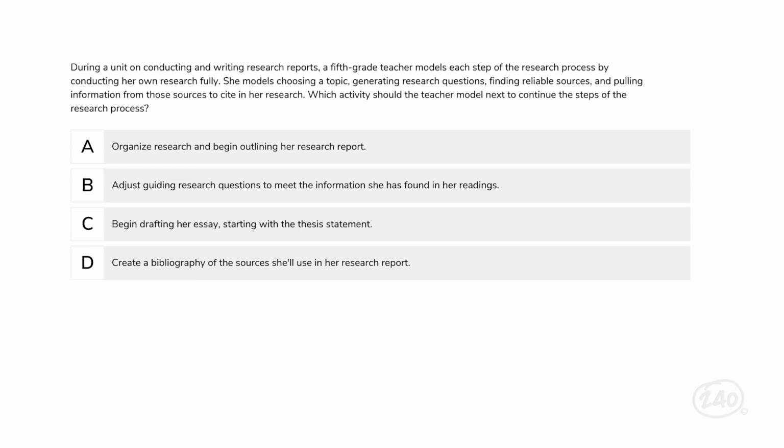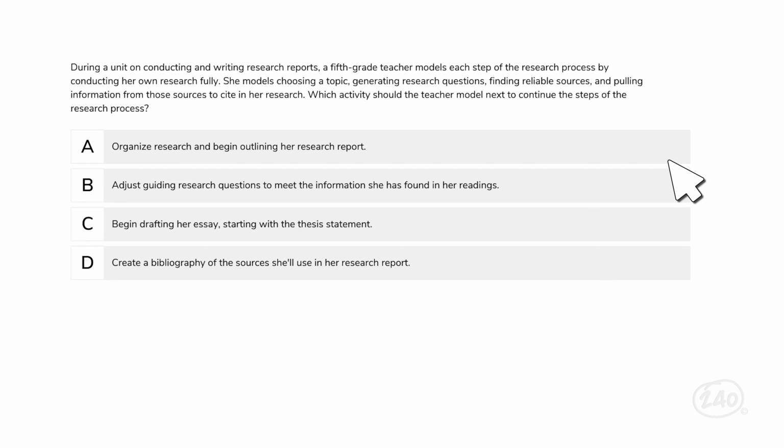Organize research and begin outlining her research report. Adjust guiding research questions to meet the information she has found in her readings. Begin drafting her essay, starting with the thesis statement. Create a bibliography of sources she'll use in her research report.